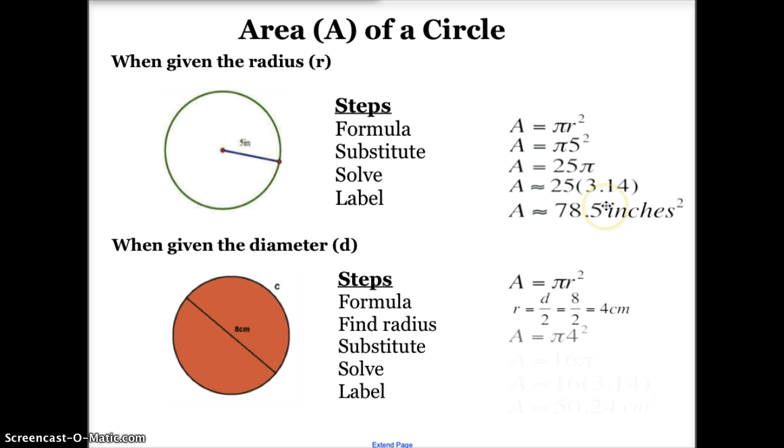So I get area is equal to pi times 4 squared. If I square 4, I get area is equal to 16 pi. And now I'm going to use my approximation for pi, which is 3.14. So the area is approximately 16 times 3.14. And when I multiply that out, my area is approximately 50.24. And I want to know how many square centimeters are going to cover this circle. So my units are centimeters squared.